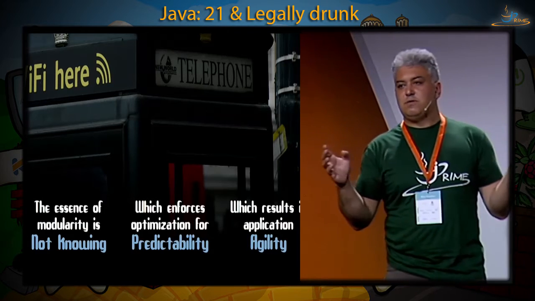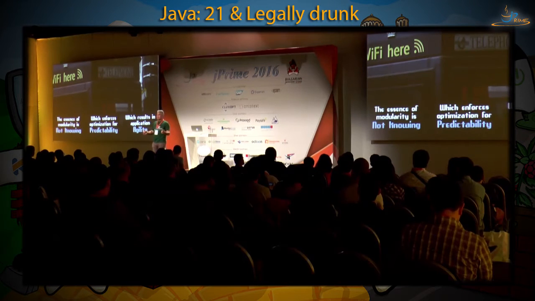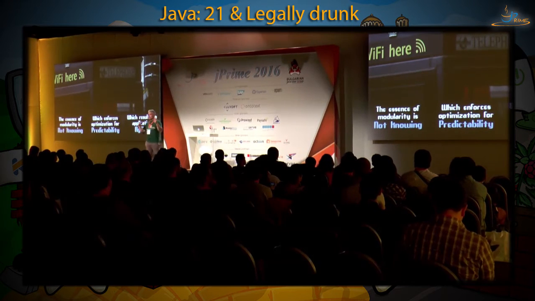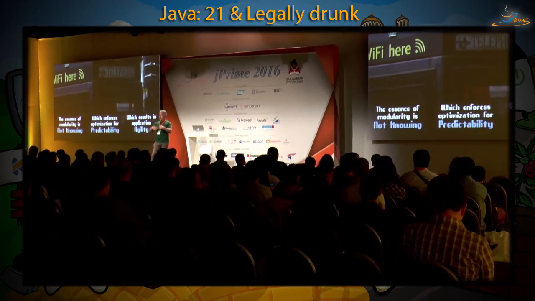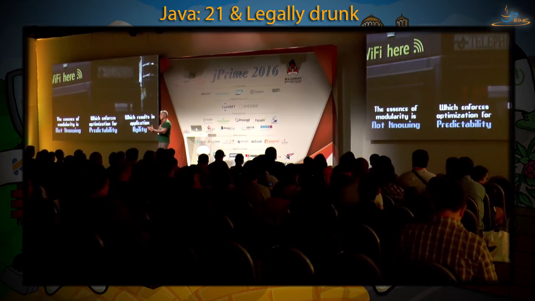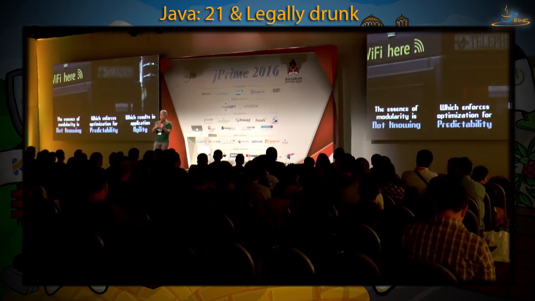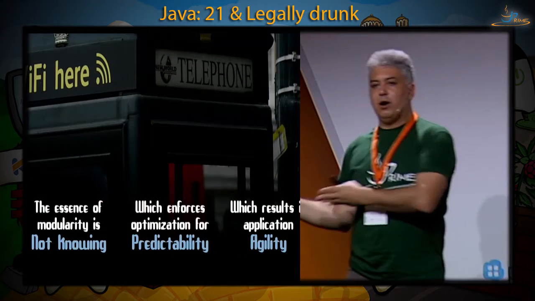Agility. If you go to agile conferences or you're doing agile at your work and you do all these stand-up meetings and all this agile thing, the whole agile thing is about predictability. And that's what you should transfer to your application. You should be agile. You should build applications that are capable of adapting to changing requirements.